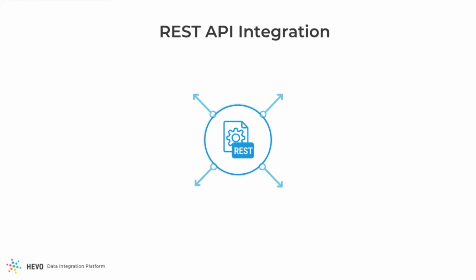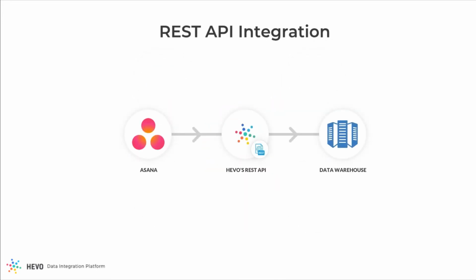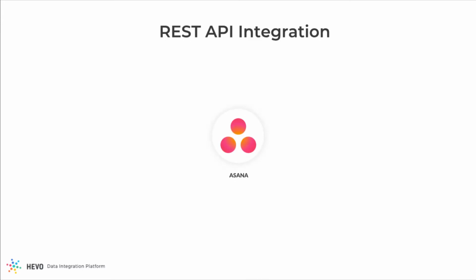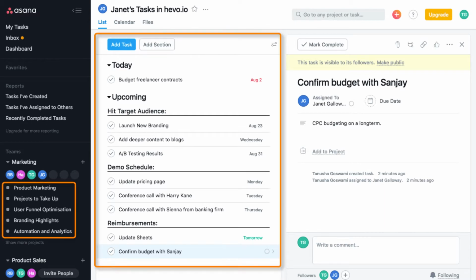We can connect sources such as Trello, Zendesk, Slack, Asana, etc. The possibilities are limitless. For today's example, we will bring data from Asana using Hevo's REST API as a source. Asana is a web-based project management software. Asana is designed to help teams organize, track, and manage their work. They can do so by creating projects and tasks.